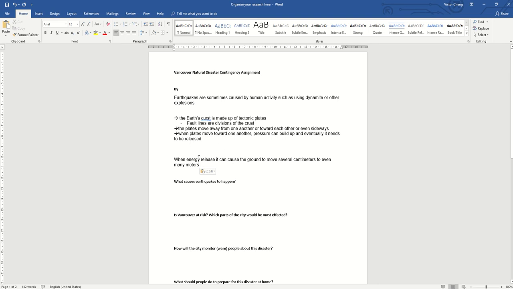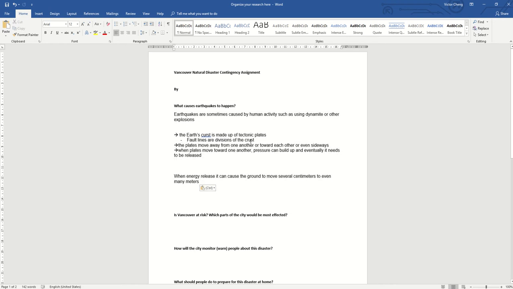Now, what causes earthquakes to happen is one of my research questions. So I'm going to take the information that was related to what causes earthquakes to happen, which is pretty much all of this, and stick it under here. And now I'm going to try to formulate it into sentences. So earthquakes are sometimes caused by human activities such as dynamite or other explosions. That's not as important, so I'm going to put that at the bottom.